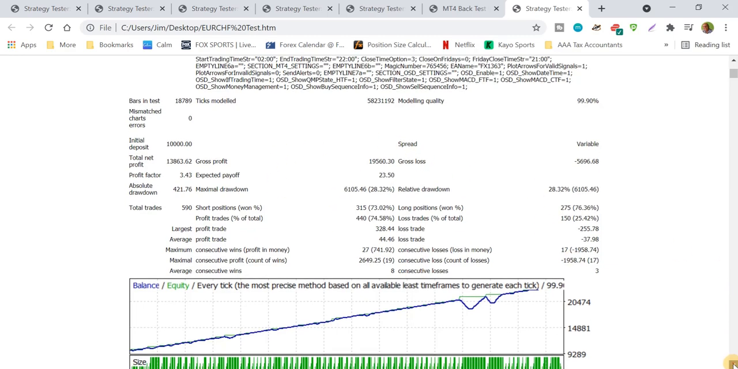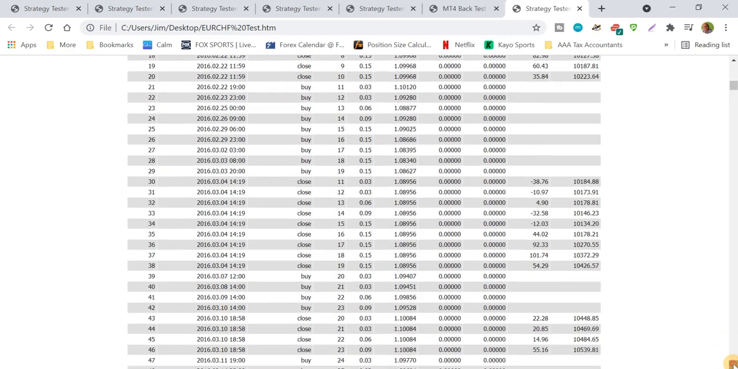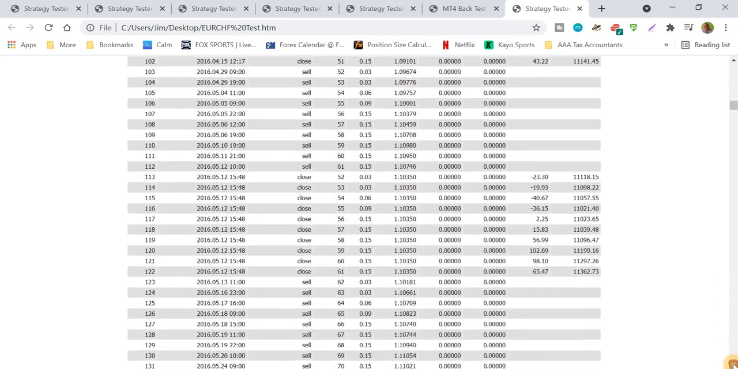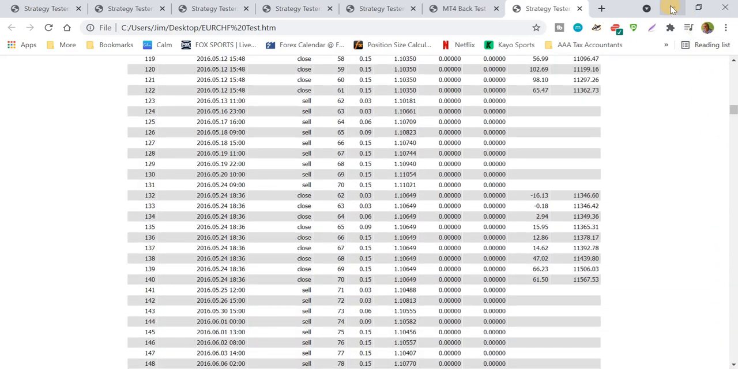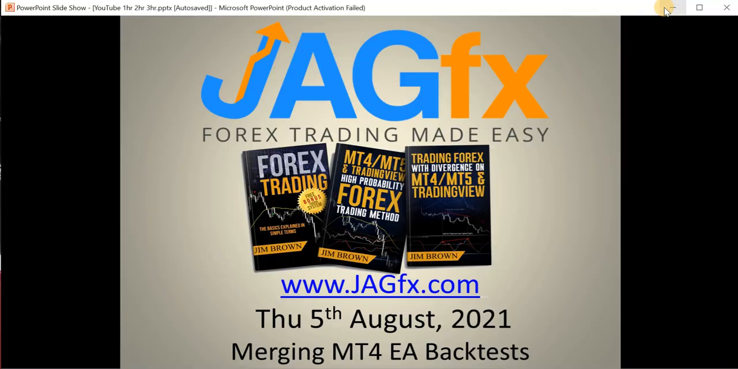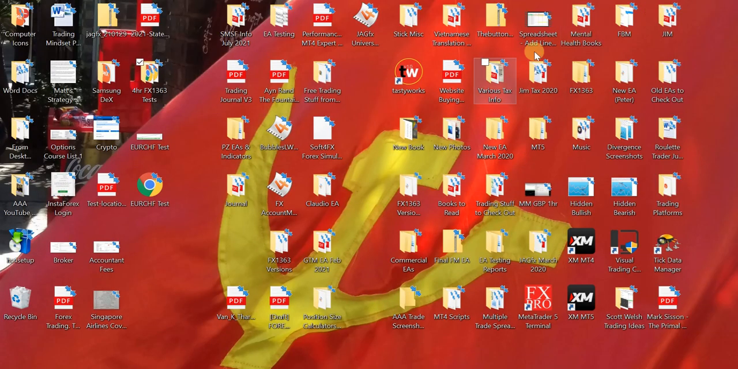You can go back and have a look at the video. And it gives me all my trades also. So there it is there. Now, if I just go to my desktop, I saved it to this desktop. That's what we just looked at, the Euro Swiss test. It's a Google Chrome web page. It'll put two items on your desktop. Here's the other one.